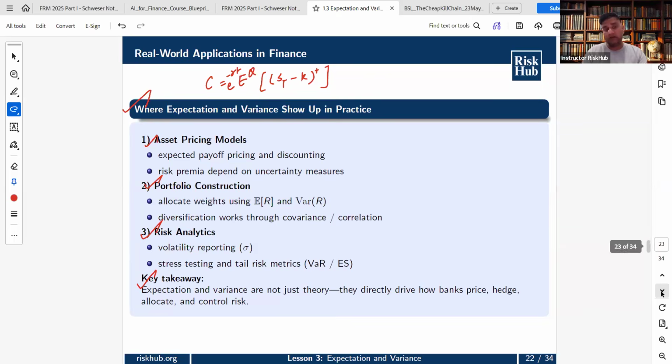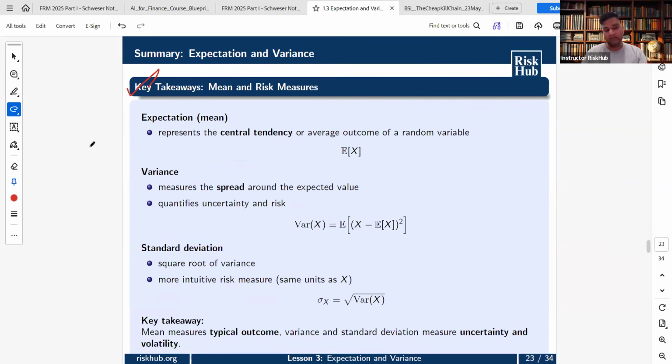Then we get into the next part, which is key takeaways, a very short summary. Mean and risk measures: the slide summarizes everything. Expectation, E[X], measures central tendency, the long-run average outcome. Finance interpretation: expected return. Variance: the formula is E[(X minus E[X])^2]. It measures spread, uncertainty, risk. Large variance means high risk, small variance means low risk.